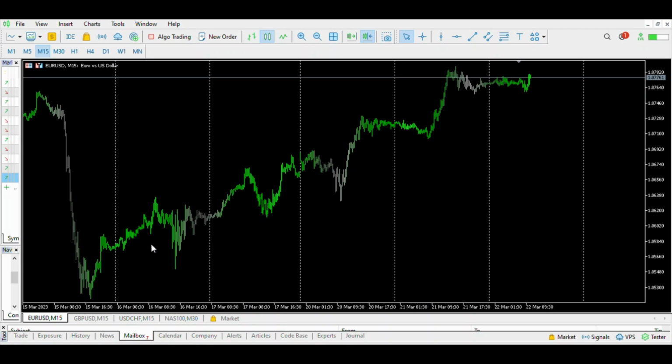So how do we find our entries? Where do we place our stop losses? How do we trade this strategy? Okay, so let's get back to down here. I'll zoom in again.